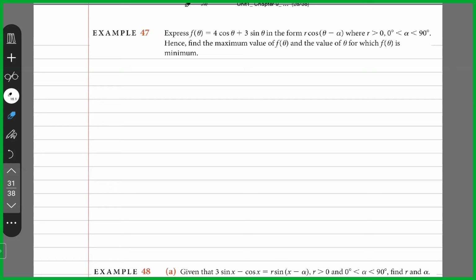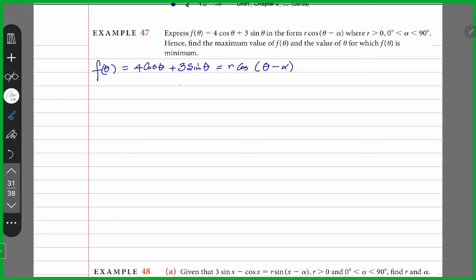Okay, so example 47 asking us to express f of theta, which is equal to 4 cos theta plus 3 sin theta, in the form r cos(theta minus alpha), where r is greater than 0 and alpha is between 0 and 90 degrees.